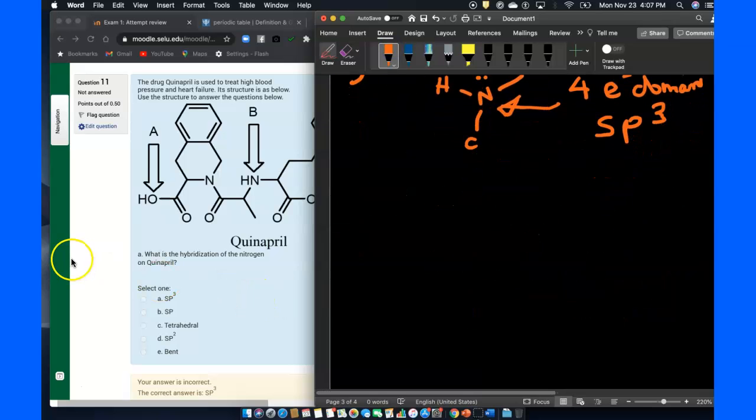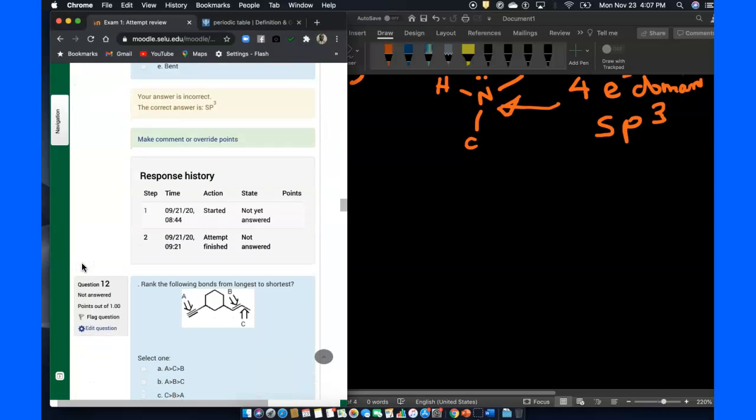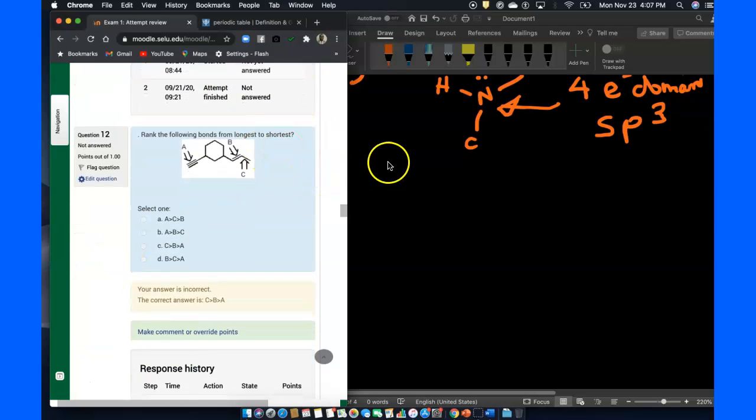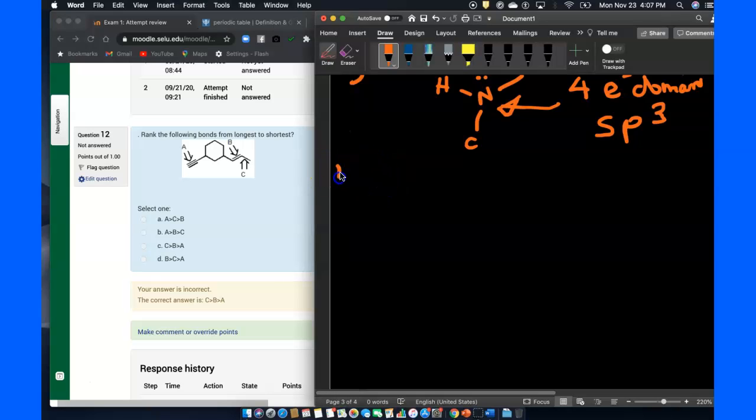Now let's look at the next question. Rank from shortest to longest bond. This is simple. We said that alkynes will have the shortest. Triple bonds will have the shortest bond, and single bonds will have the longest, followed by double bonds. So the answer will be C is longer than B, single bond is longer than double bond, which is longer than A. We are ranking from longest to shortest, so the answer here is C.